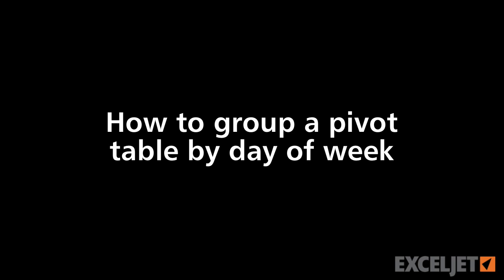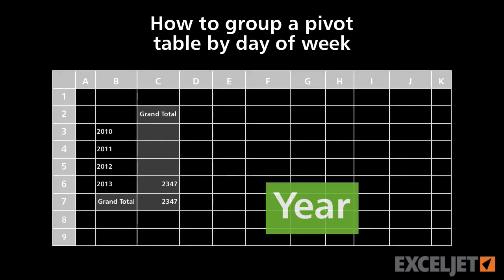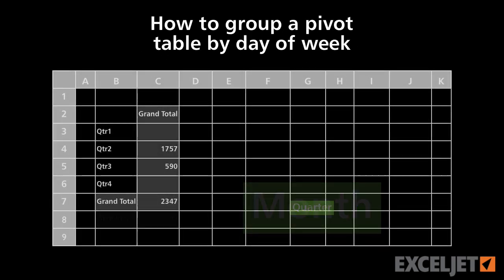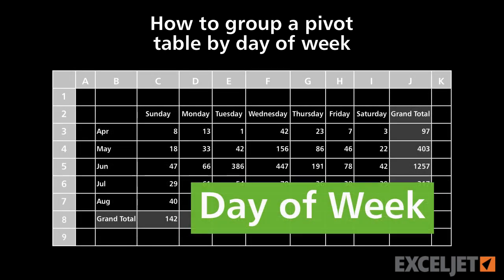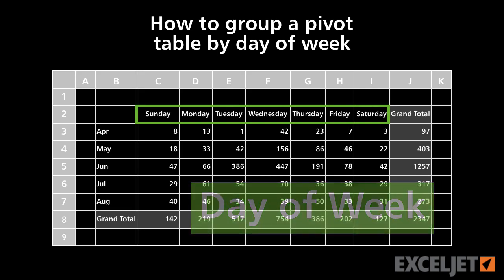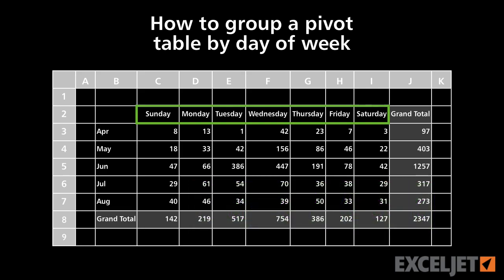If you've used pivot tables at all, you understand the addictive power they give you for grouping dated information. You can group by year, by month, by quarter, and even by day and hour. But if you want to group by something like day of week, you'll need to do a little prep work first. Let's take a look.